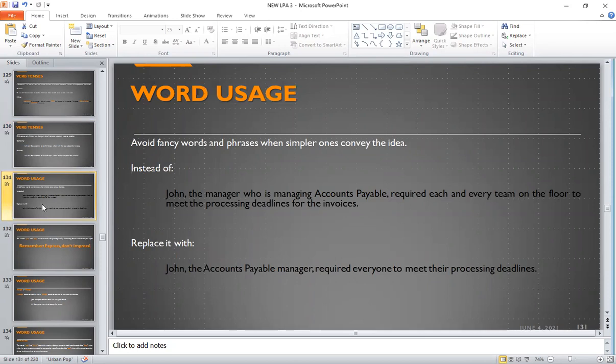Word usage. Avoid fancy words and phrases when simpler ones convey the idea. Keep it short and simple, is what they say. So when you're writing, keep it short and simple. Unless you're in school and you are asked by the teacher to pass a 100-word essay, you make it as flowery as possible. But when you're writing professional letters, it's better to keep it simple. Don't beat around the bush, as they say.